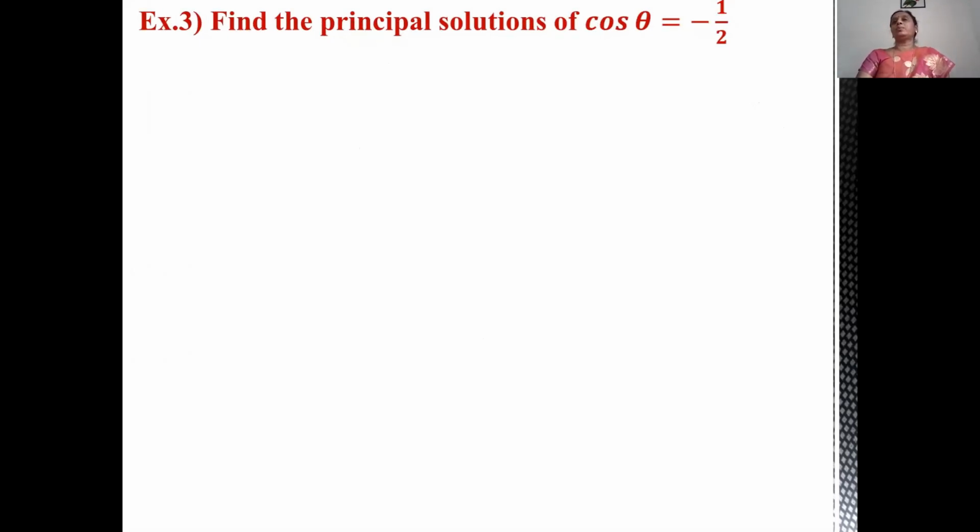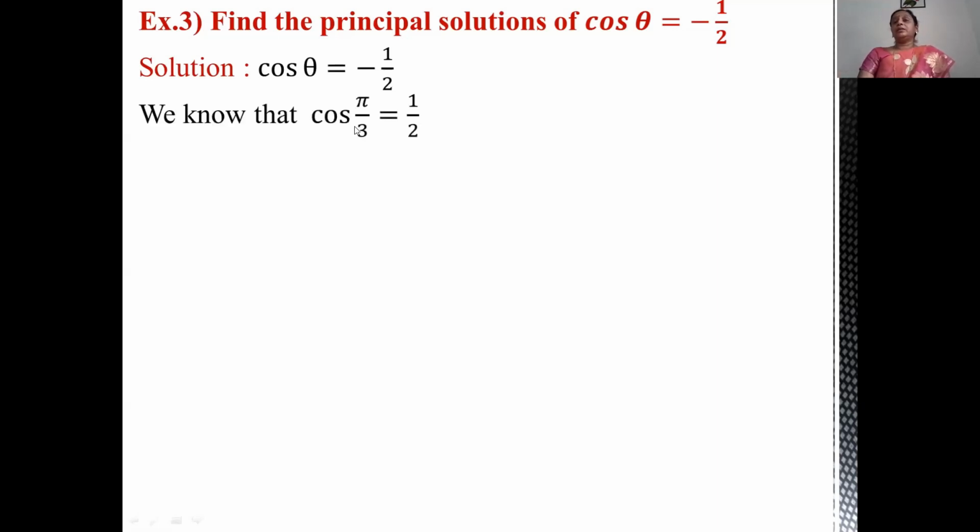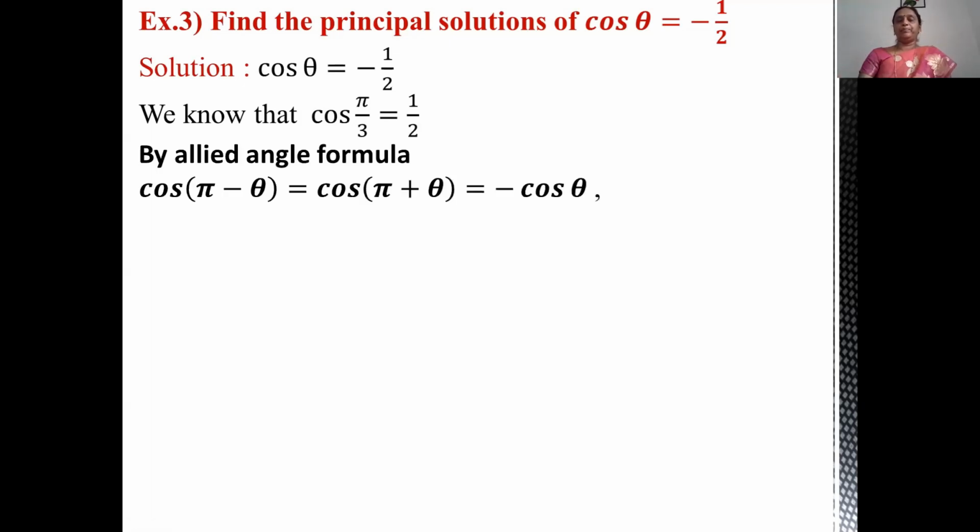Find the principal solution of cos theta is equal to minus half. As I have told you earlier, if the value of the trigonometric function is positive, we get the first value directly from the table 0 to 360. Here the value of cos theta is negative. We have to check first where the value of cos theta is half. From the table 0 to 360, you see that the value of cos at pi by 3, that is at 60 degree, is half.